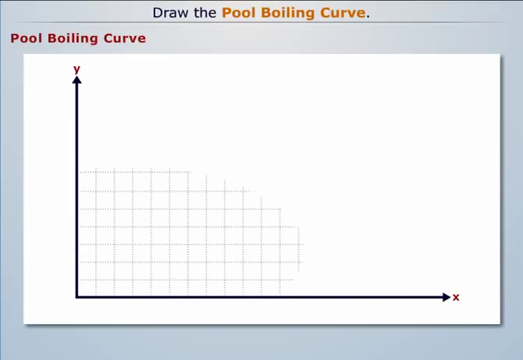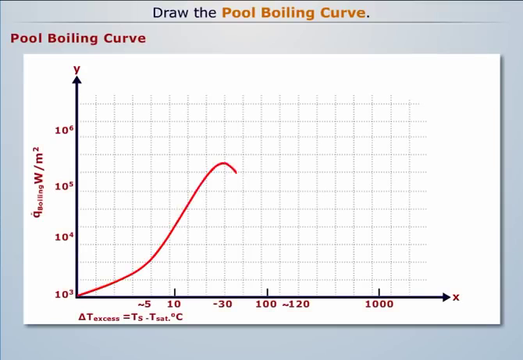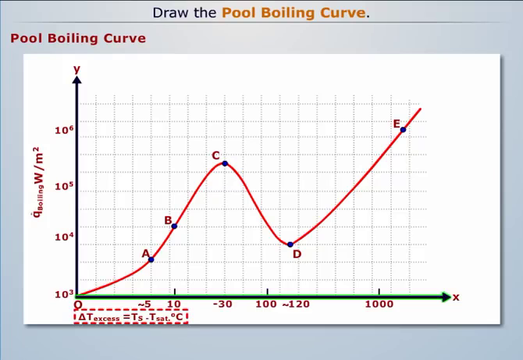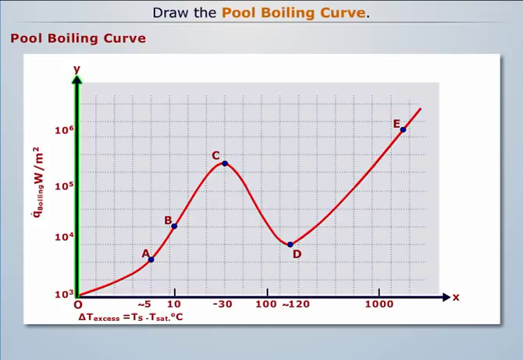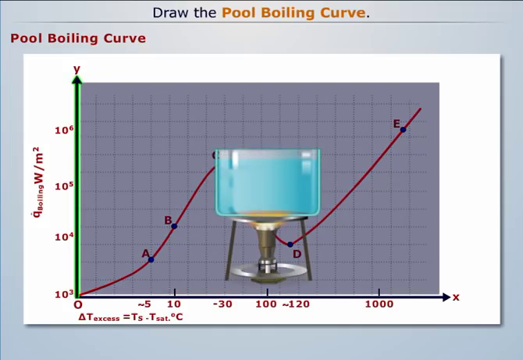These different stages can be easily plotted on a heat flux temperature plot. The x-axis represents the difference between the current temperature and saturation temperature of water, which is represented by delta T excess. And the y-axis represents the heat transferred to the water per unit surface area of the vessel, which is represented by heat flux Q dot boiling.